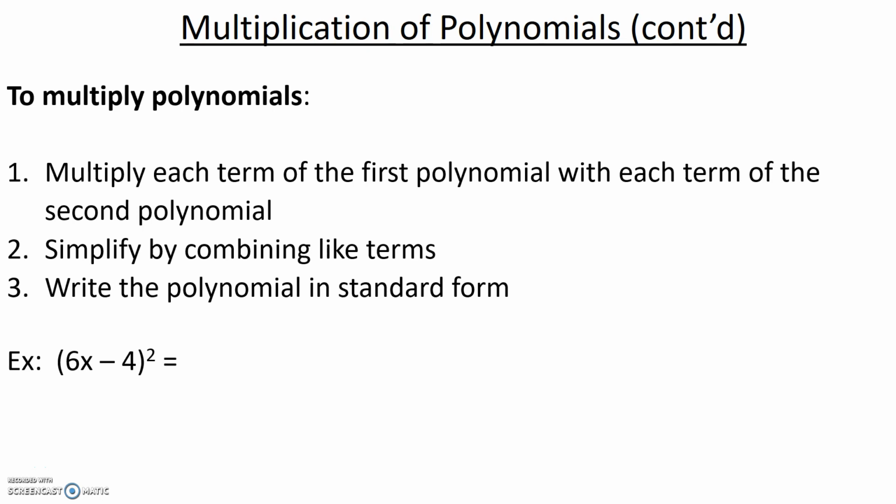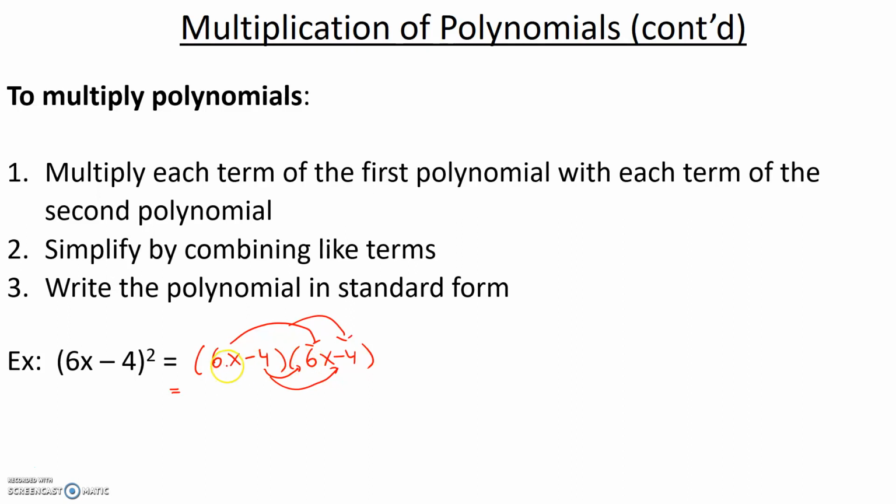For example, to multiply 6x minus 4 to the second power, remember that anytime an expression is squared, that expression is multiplied by itself. So this equals 6x minus 4 times 6x minus 4. Then we multiply each term of the first polynomial to each term of the second polynomial, starting with the 6x. 6x times 6x, 6x times negative 4, then negative 4 times 6x, and negative 4 times negative 4.